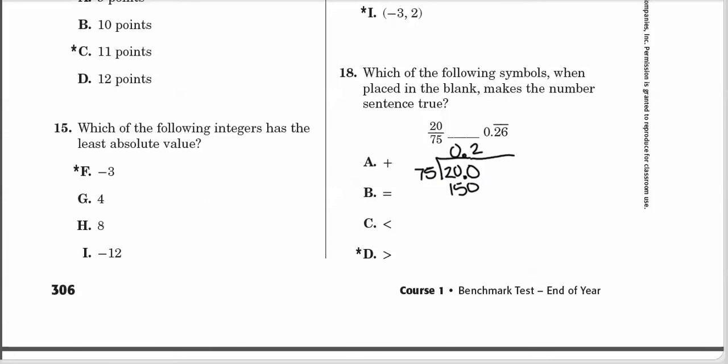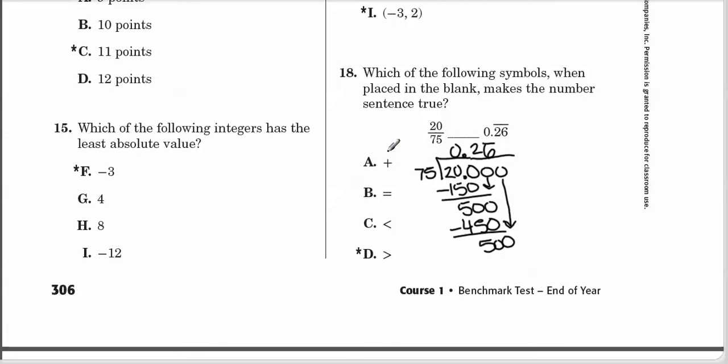2 times 75 is 150. So subtract and you're left with 50. You have a 0 here, bring it down. How many times does 75 go into 500? And it goes in 6 times, which 6 times 75 then is 450. Okay, so I'm left with 50 left over. Do you see that I'm going to keep having a 500 here? So this 6 is repeating.